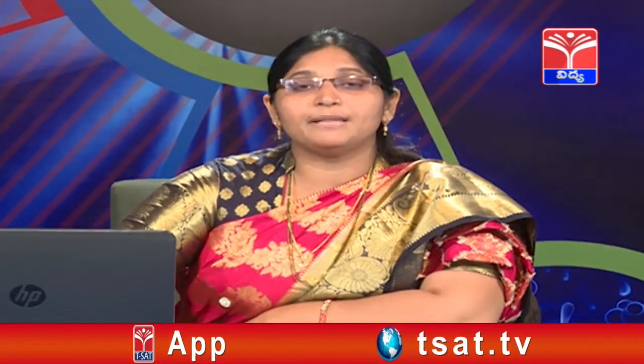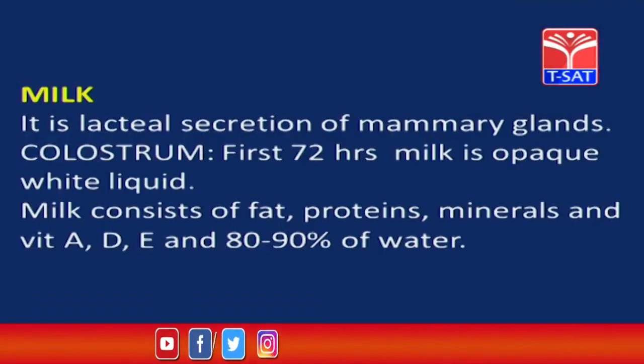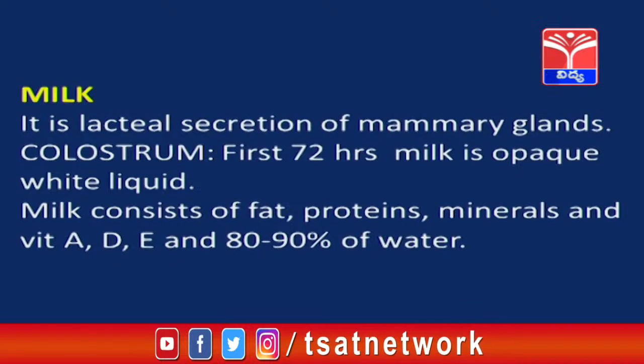Milk will be more in the months of October and November. Why? You think over this one. Okay children. Now, see here the next one. What is milk? It is nothing but the lacteal secretion of mammary glands. When a calf takes birth, for 72 hours some opaque white colored liquid will be coming out before the milk production, and that is called colostrum. That is very healthy for the calves. Then after 72 hours, milk will be coming out.